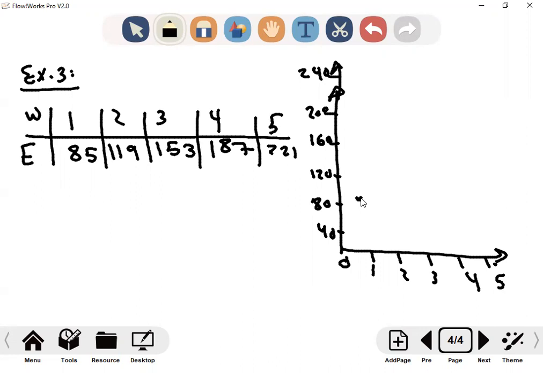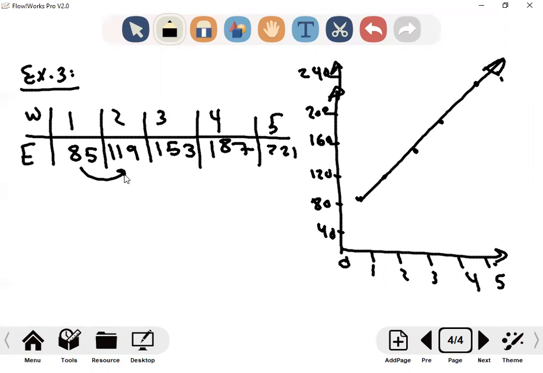Now 2 with 119, which is just before 120. Now 3 with 153, a little bit less than 160, right? Then 4 with 187. Then 5 with 221, right? If you make your line, it's a straight line. So this is linear. Now let's apply our idea. I have a table and I need to know if it represents linear or not, but without graphing. Let's subtract or add.